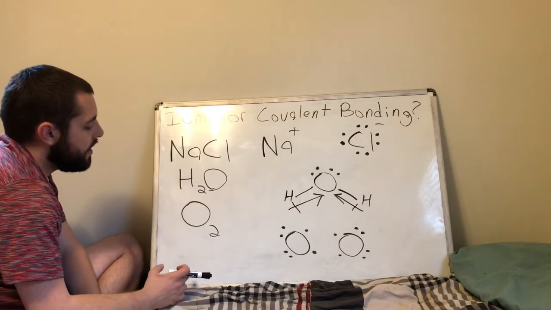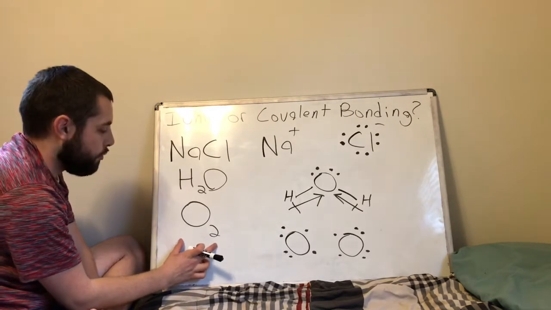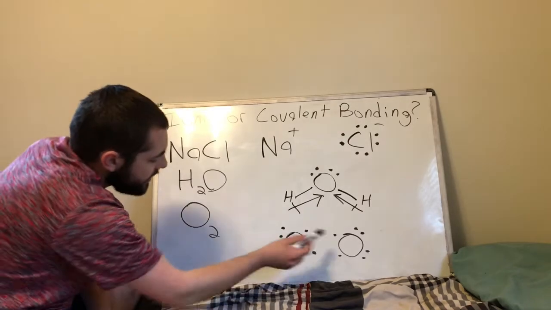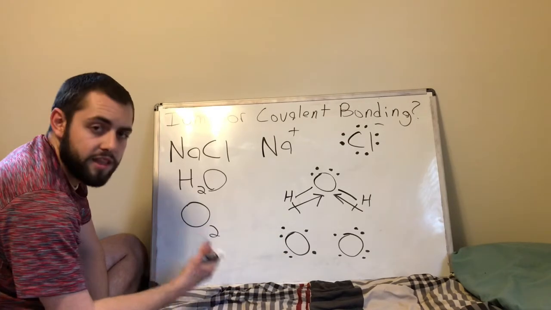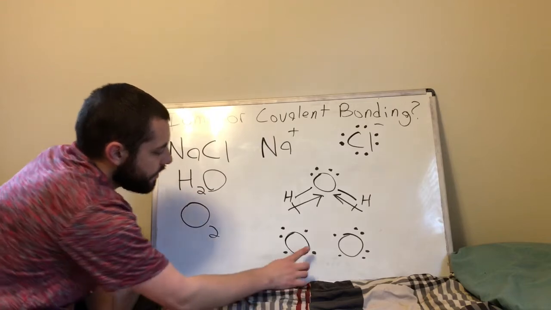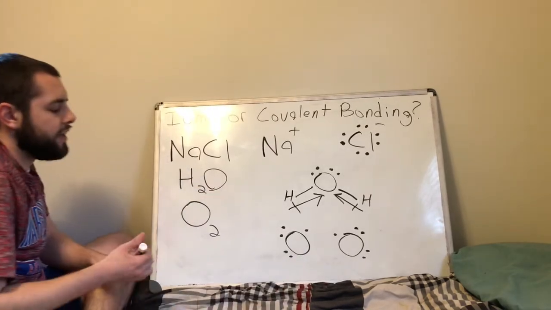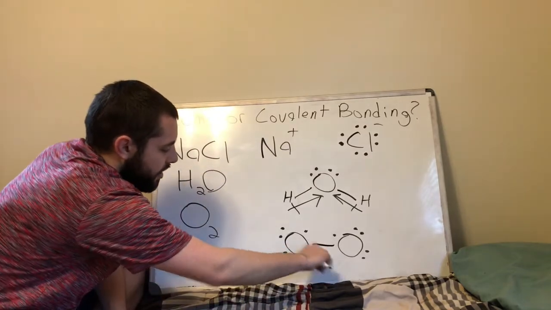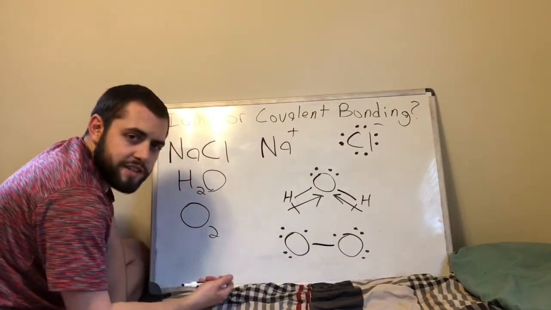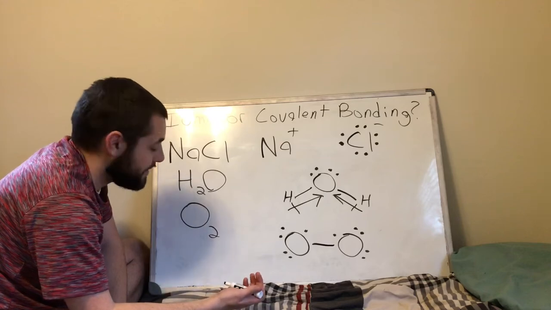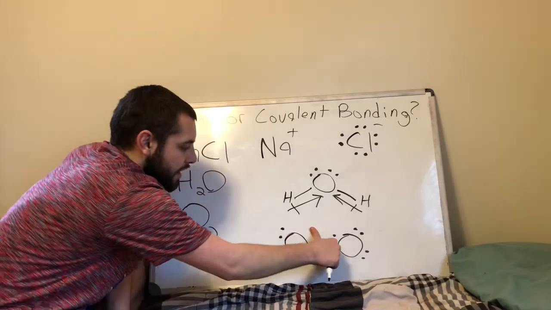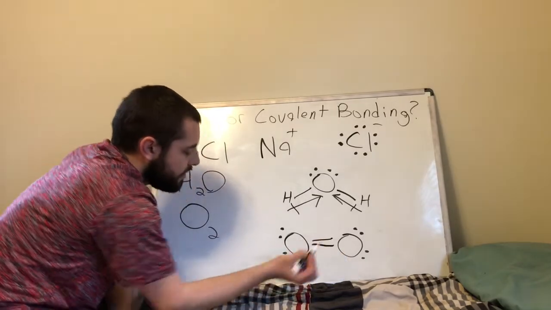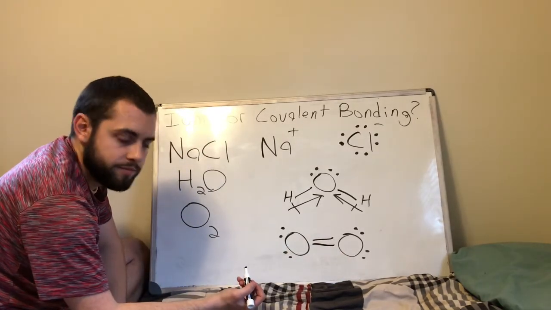Diatomic oxygen. This is the elemental form of oxygen. 2 atoms bonded together. Each have 6 valence electrons. They'd like to get to 8. They could make a single bond, sharing 2 electrons here, but now they're both at 7. That's not an octet. That's not enough. Oxygen, diatomic oxygen, is going to bond with these double bonds here.